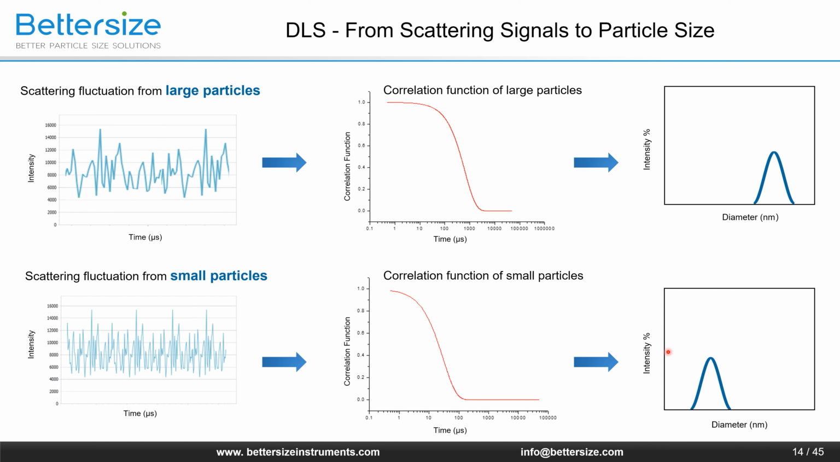To recap, DLS is based on the fact that the intensity of the scattered light fluctuates over time. As shown in the figures, the Brownian motion of large particles is slow, the scattering intensity changes gradually, and the correlation function decays slowly. However, when the particles are small and experience fast Brownian motion, the correlation function decays more rapidly. By analyzing the correlation functions, the BeNano gets the diffusion coefficient, and then the particle size. This is how DLS derives particle size from scattering signals.